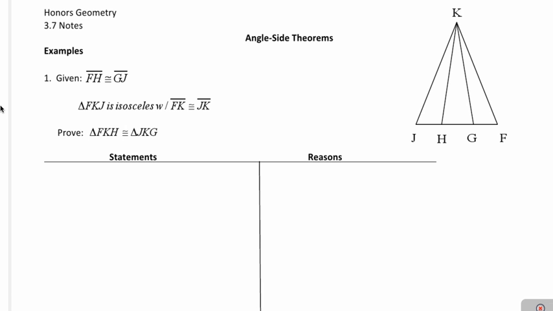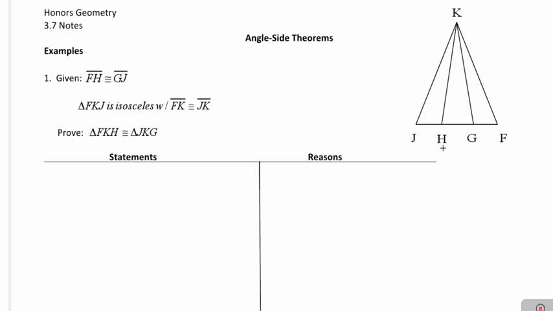Okay, in this video, we will be taking a look at some two-column proof examples where we have to apply the angle-side theorems. So let's just start by taking a look at the givens and labeling those on the diagram with tick marks. Our first given says that FH is congruent to GJ.